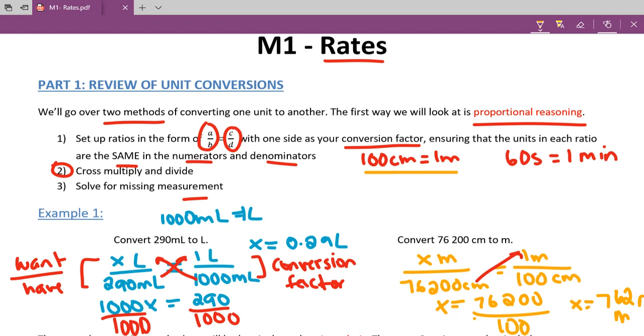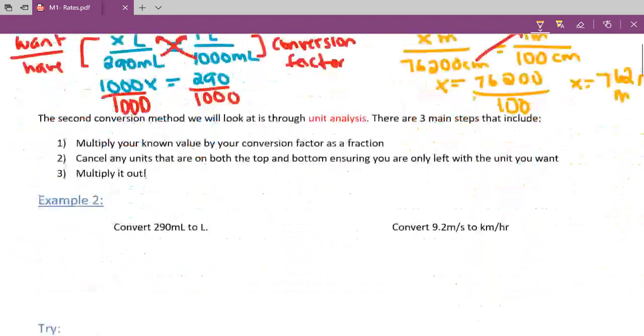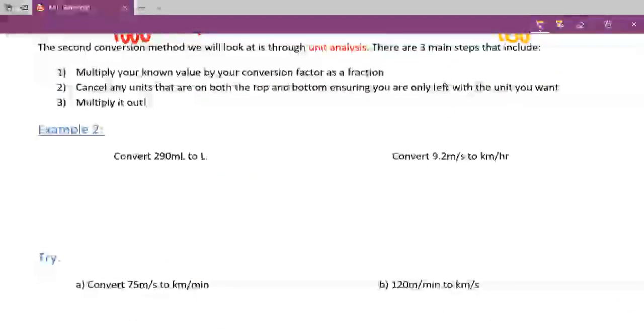So that's proportional reasoning, right? I'm setting up two equal proportions and solving for an unknown. This is mostly beneficial for when we're only converting 1 unit. So let's look at a second way we can convert measurements. And this second method is what we call unit analysis. So here we're going to essentially analyze the units we have and see how we can get rid of the ones we don't want and introduce the ones we do want.